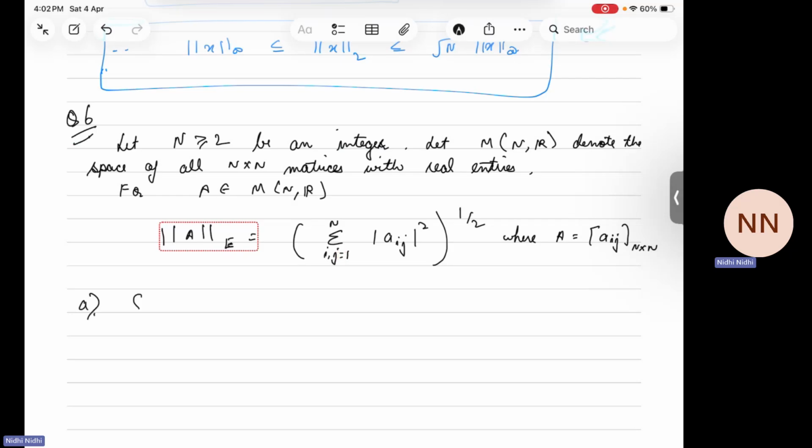Let's firstly show that this is actually a norm. So we'll start with the basic definition of a normed linear space and how we define a norm. What do we mean by the norm?